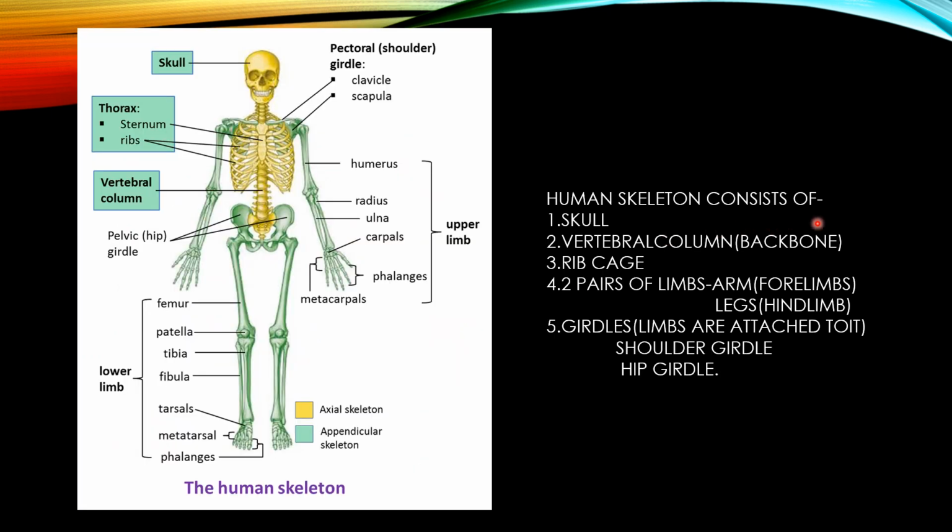Now the human skeleton consists of, first, the skull, then we have the vertebral column, or spinal column, or backbone. Third is the thorax, or we can also call it the rib cage. Fourth is two pairs of limbs. One is the lower limb and one is the upper limb, and these are connected. The upper limb is connected to the shoulder girdle, as we can see here. It is also called the pectoral girdle, and the lower limb is connected to the pelvic girdle, or the hip girdle.